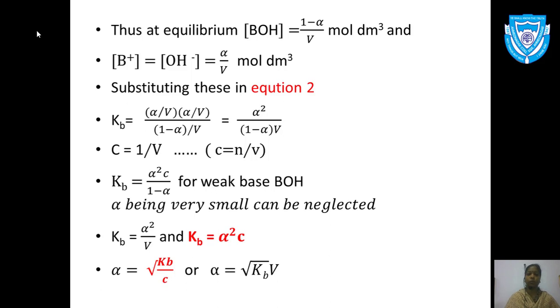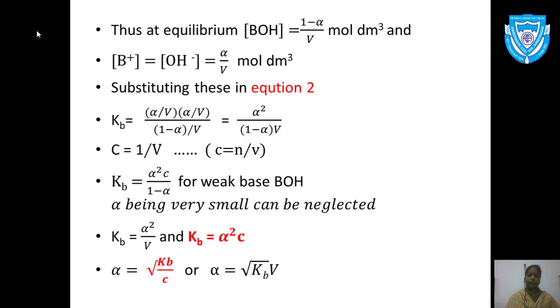So what is equation 2, which we have learned in the previous video: Kb is equal to the concentration of B plus into the concentration of OH minus divided by the concentration of BOH. By substituting we get Kb is equal to alpha upon V into alpha upon V divided by 1 minus alpha upon V. So it is simply alpha square upon 1 minus alpha into V, same as that of weak acid. Then replacing 1 by V by C, we get Kb is equal to alpha square into C upon 1 minus alpha for weak base BOH.